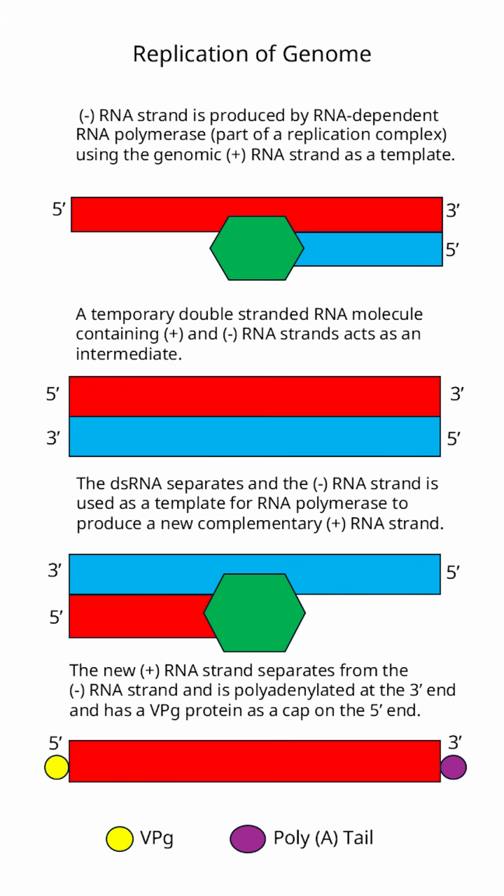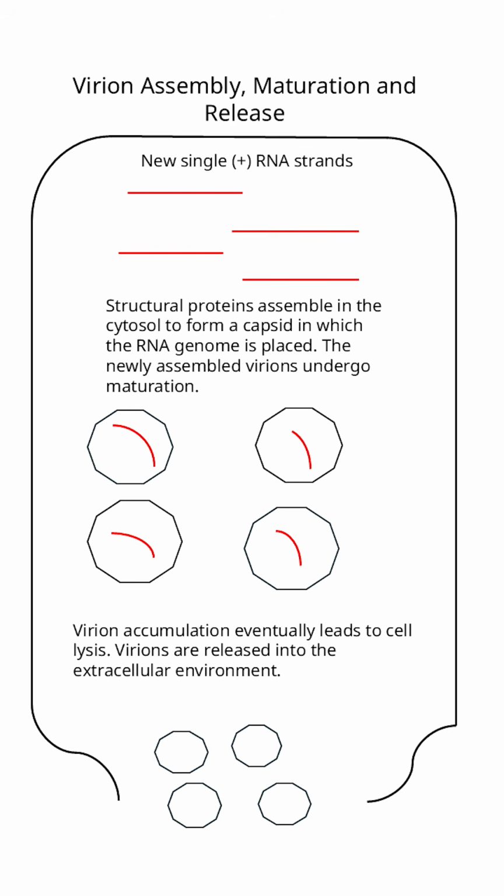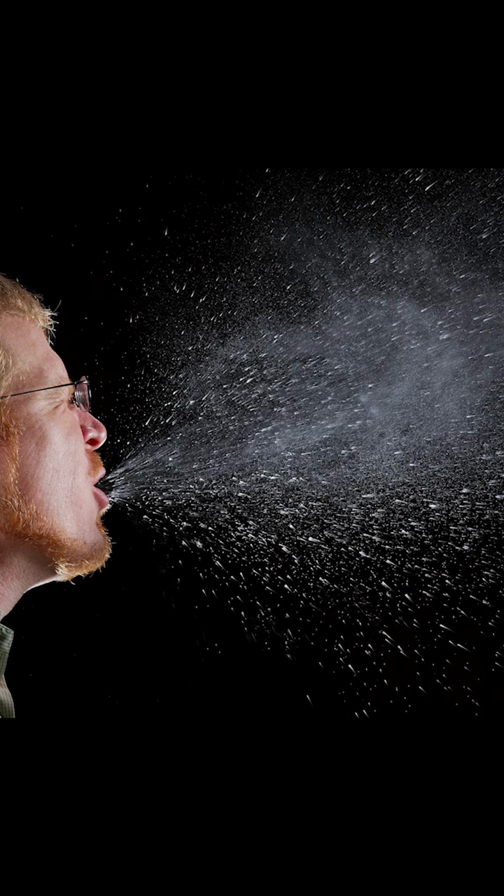A VPG protein acts as a primer to produce a negative RNA strand via RNA polymerase using the positive RNA strand as a template. The resultant temporary double-stranded RNA molecule separates, and the negative RNA strand is used as a template to produce a new positive RNA strand. Structural proteins are assembled and form a capsid around each new positive RNA strand. The new virions will then mature and accumulate in the cytosol until the host cell lyses, releasing the virions to infect other cells or exit the host body within respiratory droplets for transmission to a new host.